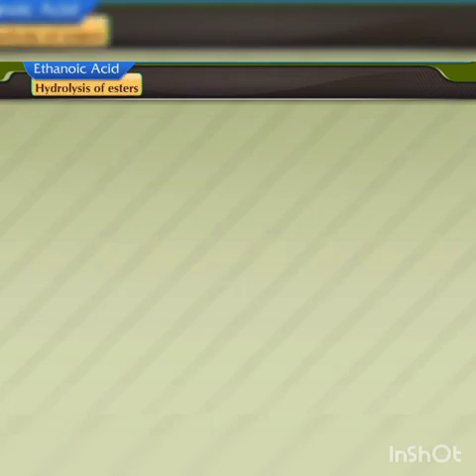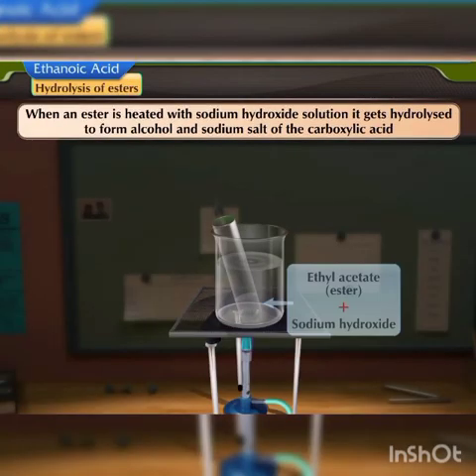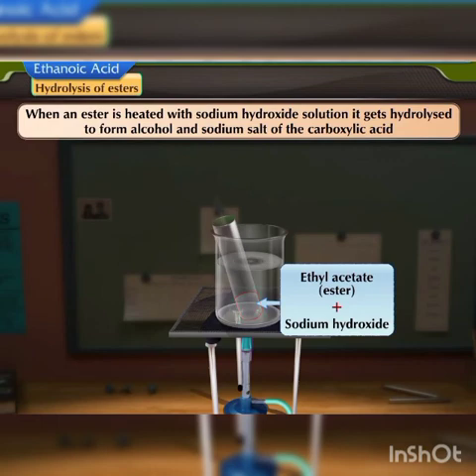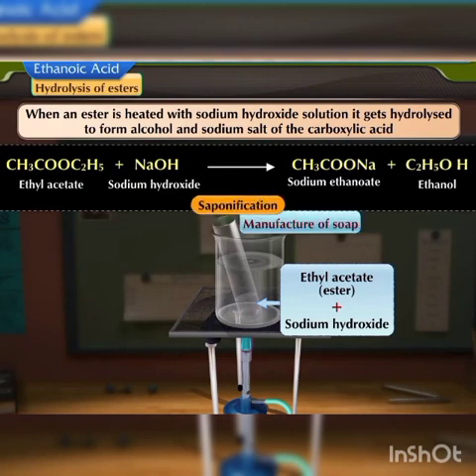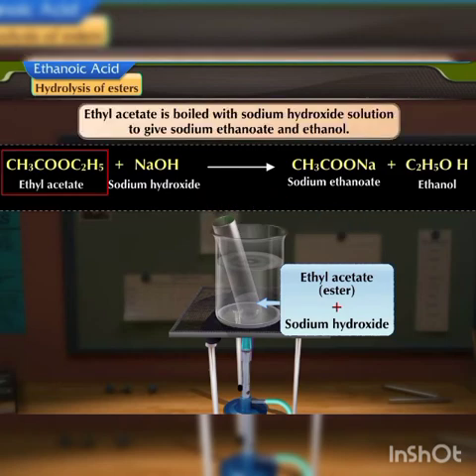Hydrolysis of esters. When an ester is heated with sodium hydroxide solution, it gets hydrolyzed to form alcohol and sodium salt of the carboxylic acid. This process is called saponification, which is used in the manufacture of soaps. When ethyl acetate is boiled with sodium hydroxide solution, sodium ethanoate and ethanol are produced.